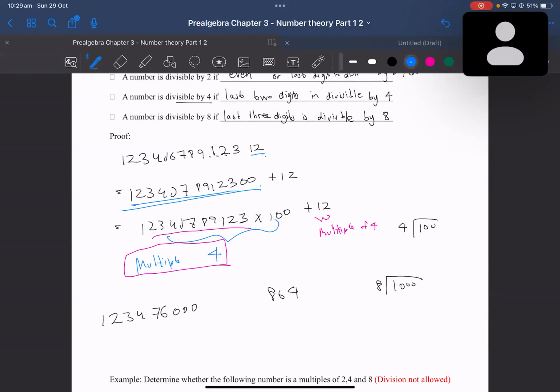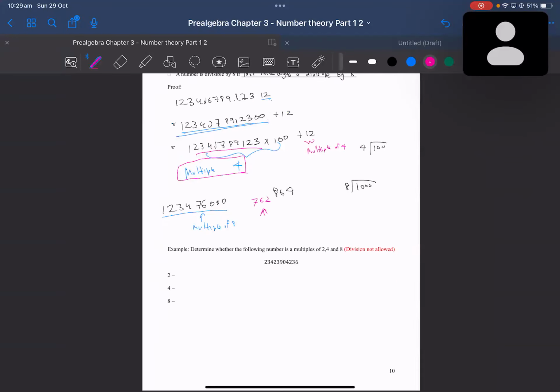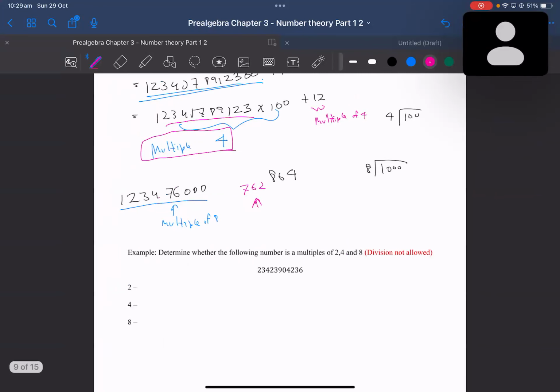So like 476,000. This number is a multiple of 1000, because 3 zeros at the end. That means this is already a multiple of 8. So for the whole thing to be a multiple of 8, you need whatever the last 3 digits are, let's say 762, to be a multiple of 8. Does that make sense? If this is not a multiple of 8, it fails the test. Another thing: if a number is not a multiple of 2 or 4, then it's obviously not a multiple of 8 as well.